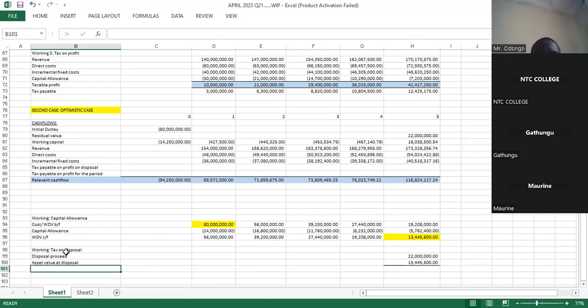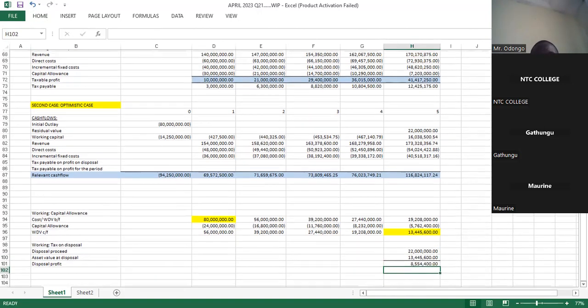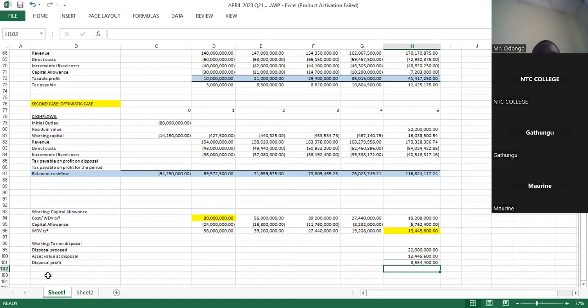because the disposal proceed is more, we end up with a disposal profit, which in this respect is 22 million minus the asset value at disposal, the 13. We get the 8.5 million shillings. Now, being a profit, remember we tax it.